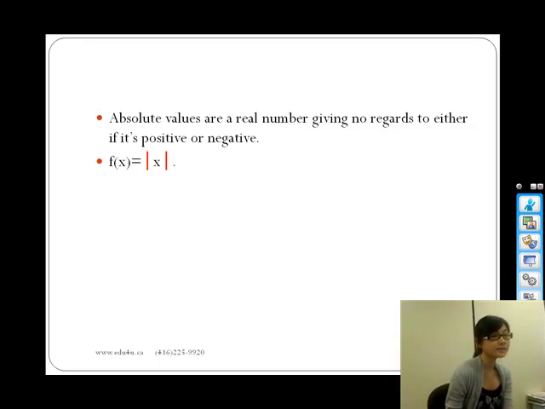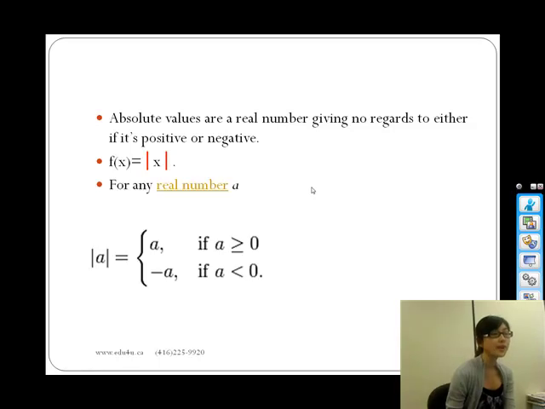Absolute values are indicated by two straight lines, like I have drawn here in red, and that is read f of x equals the absolute value of x. For any real number a, the absolute value of a is equal to a if a is bigger or equal to 0, and the absolute value of a is equal to negative a if a is less than 0.